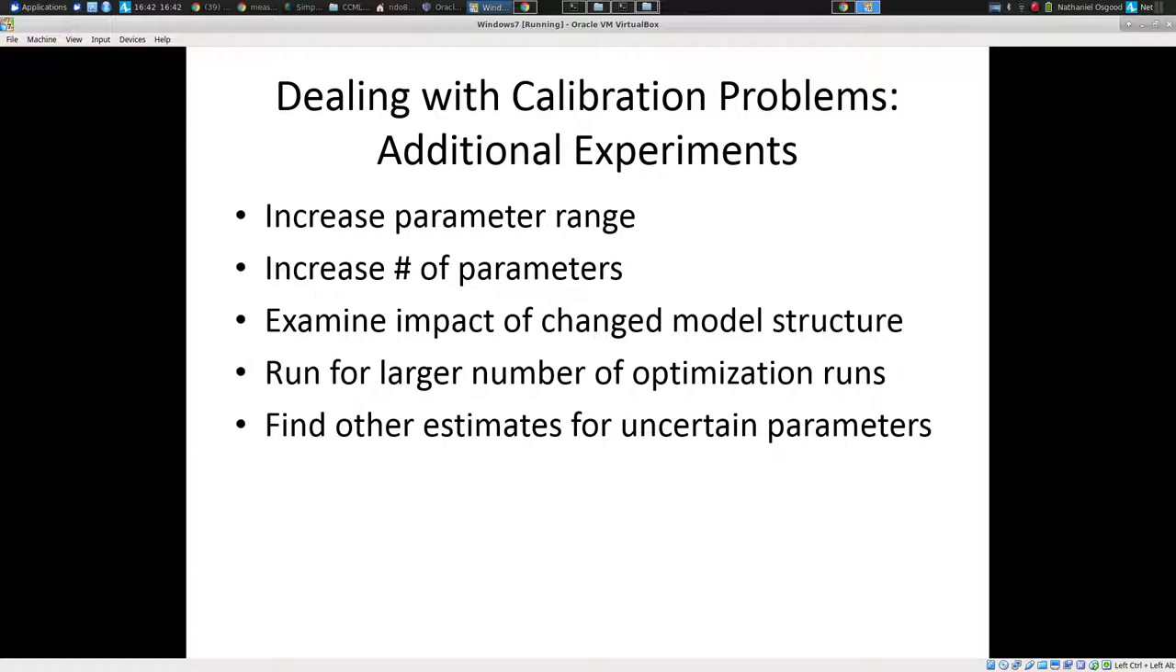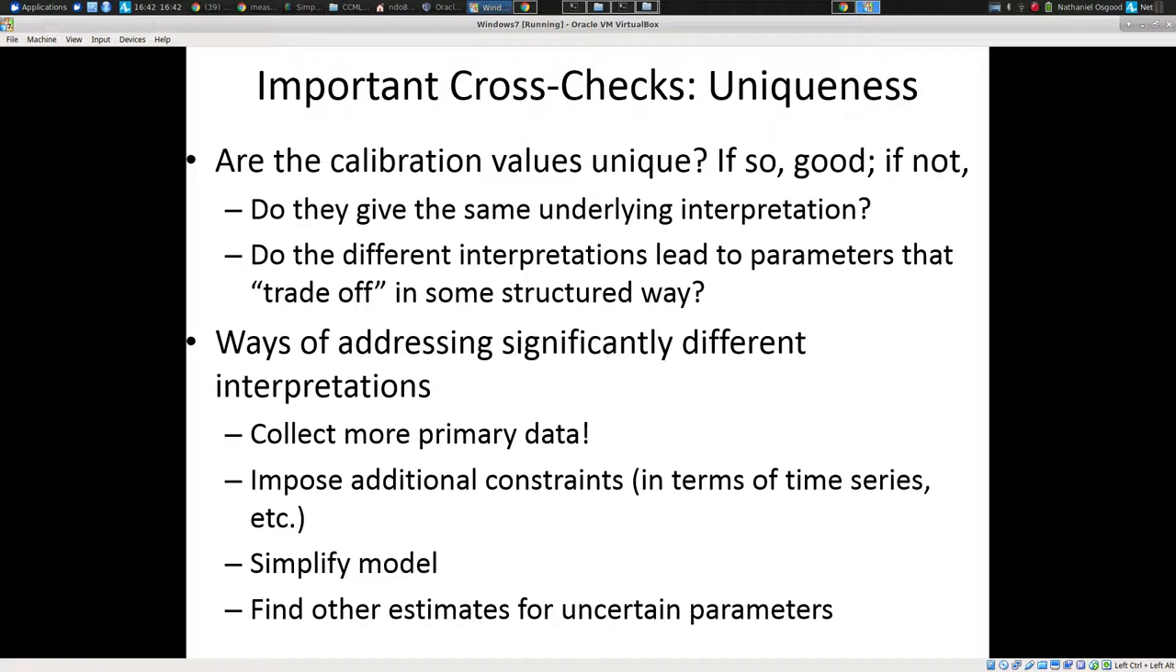If there are uncertain parameters that you're varying and you're not really getting good results and you feel you have too many parameters, try seeing if you can arrive at alternative values for those. You should be asking, to some degree, are the calibration values unique? Try running several different calibrations with different random number seeds. See if you get consistent results. That's a good thing to do.